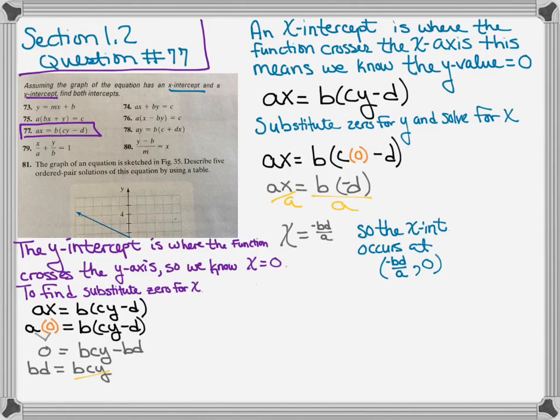To proceed from here, we want to try to isolate the variable y. So we're going to divide both sides by bc. When we do this, b divided by b is 1, and bc divided by bc is 1, so we'll have d equals y. This means that our y-intercept is occurring at the ordered pair 0, d.